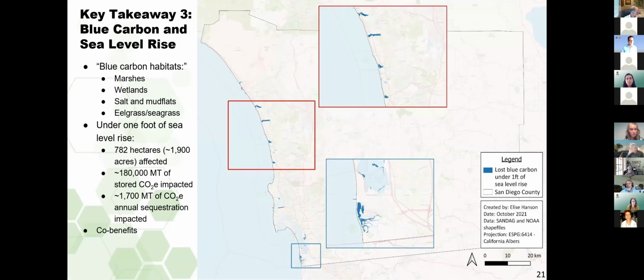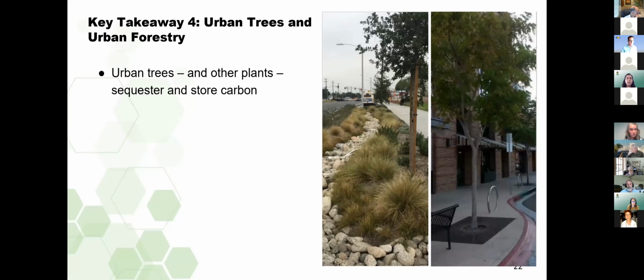The fourth takeaway is that the urban, suburban, and other built-up areas in the region provide some carbon sequestration and storage benefits through their urban trees, urban forests, and urban greenery. By planting more trees, shrubs, and other plants in urban areas, those urban areas can provide a natural climate solution where virtually no other natural climate solutions are available.